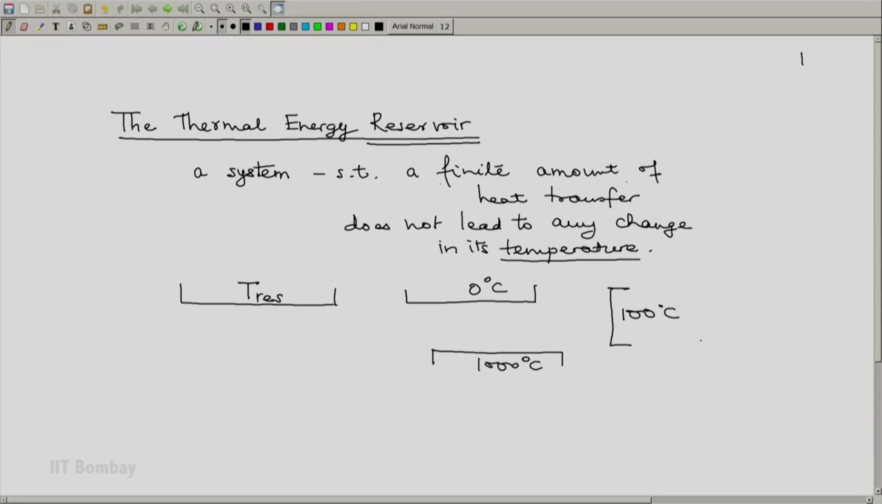The advantage of a reservoir is that you take some amount of heat Q out of it or supply to it, and the temperature is not going to change. So, we do not have to worry about how the temperature changes when some amount of heat is extracted. And hence, from the differential calculus domain, we will remain in the algebraic domain. That is the advantage of a thermal reservoir.